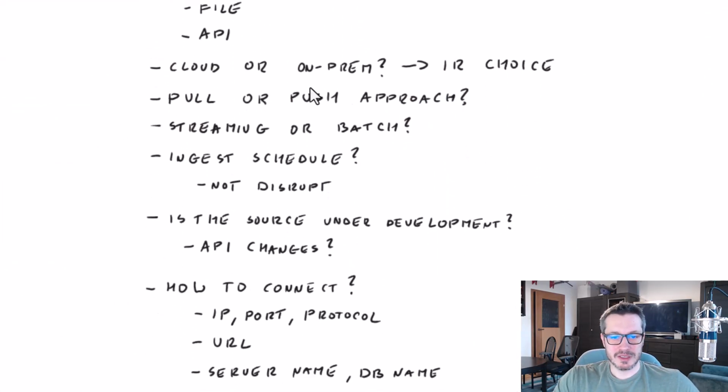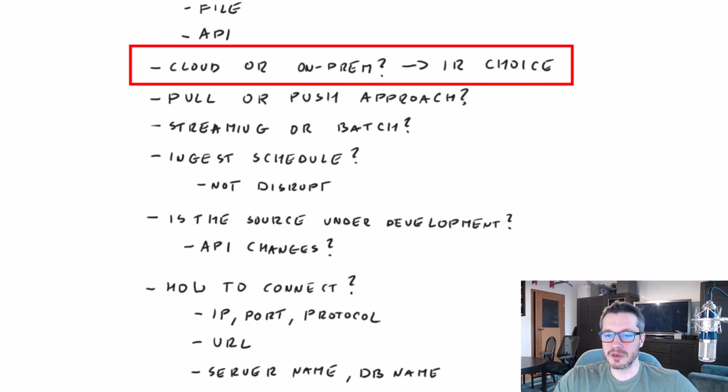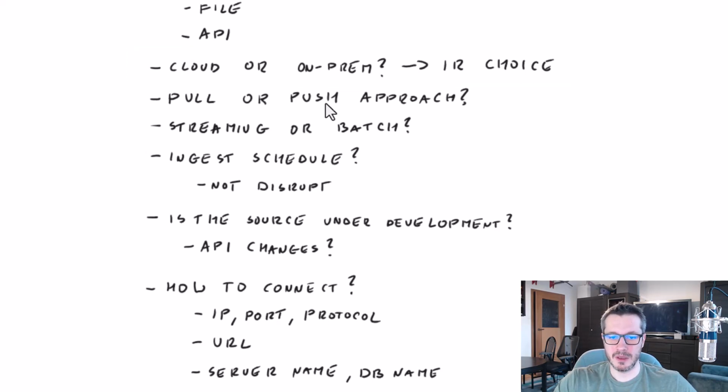Alright, so the next question is, is it a cloud or on-premises data source? Because it might impact the integration runtime we will use to connect to this data source. And in our case, this Rebrickable API is a cloud data source. It is exposed to the internet. So we can use the integration runtime that is automatically provided by Data Factory or by Synapse, this Azure integration runtime. It will work just fine.